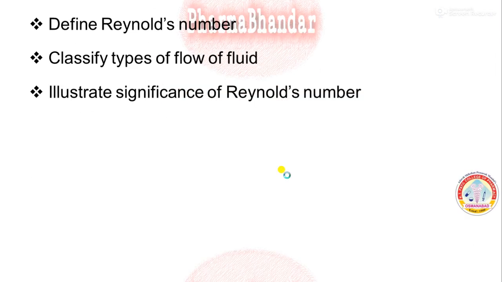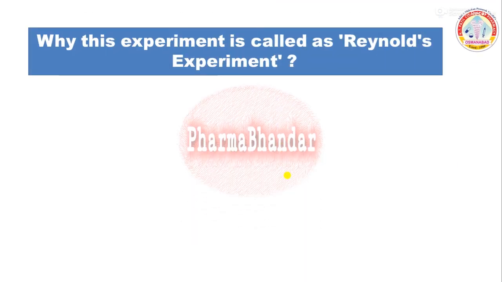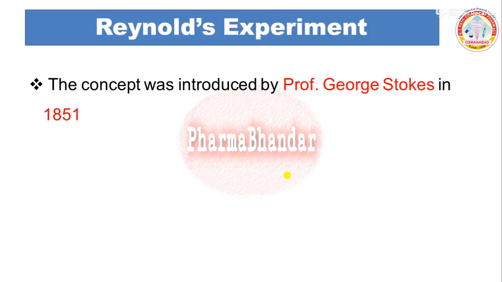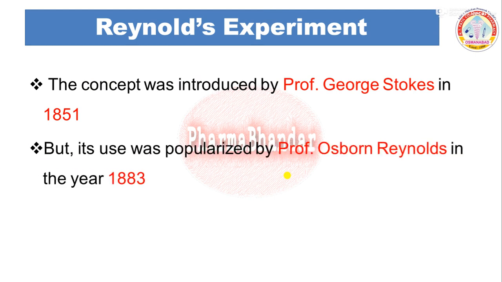So let us start this topic with this question: why is this experiment called a Reynolds experiment? The answer is very easy. This experiment was firstly carried out by Professor George Stokes in 1851, but its use was popularized by Professor Osborne Reynolds in the year 1883. That's why this experiment is called a Reynolds experiment.